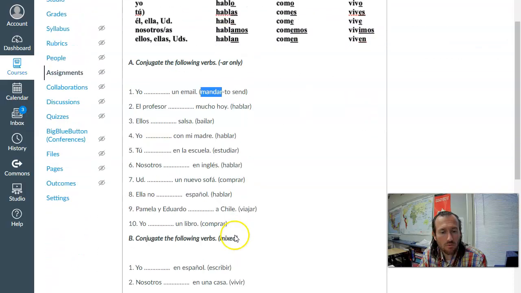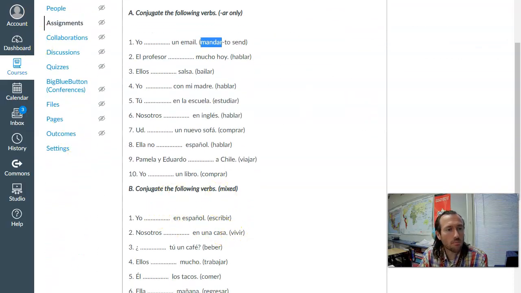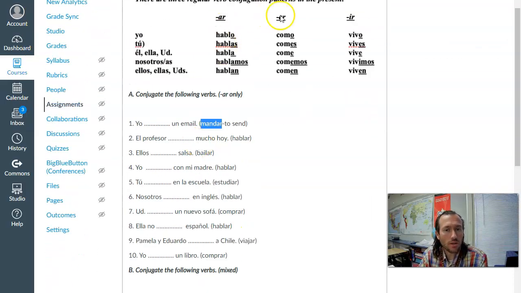it's only AR verbs. Be careful with part B as you're doing a mixture of AR, ER, and IR verbs, and notice that the endings for each are different.